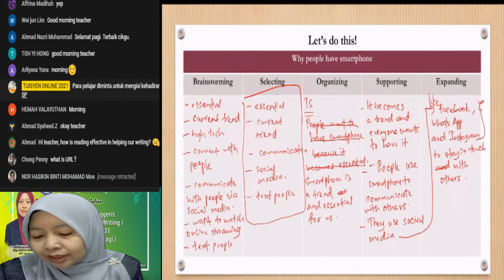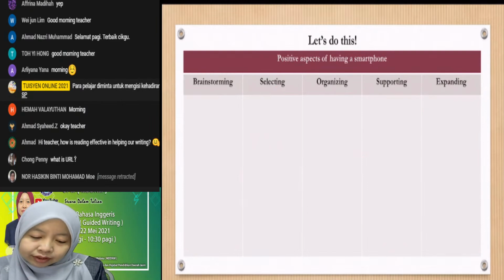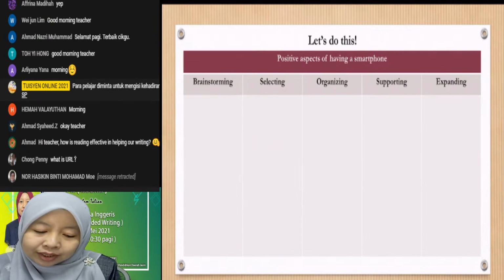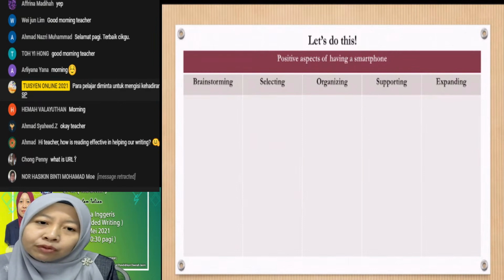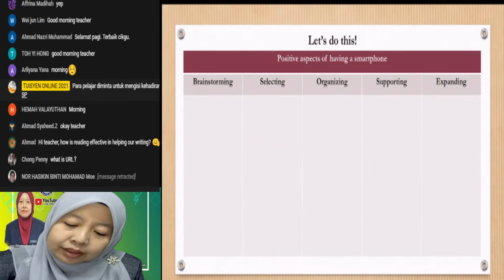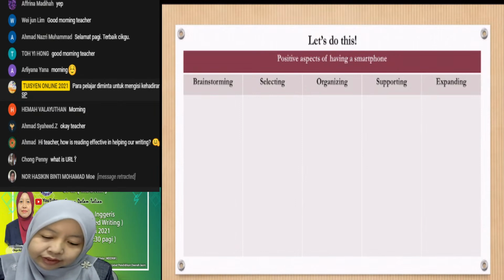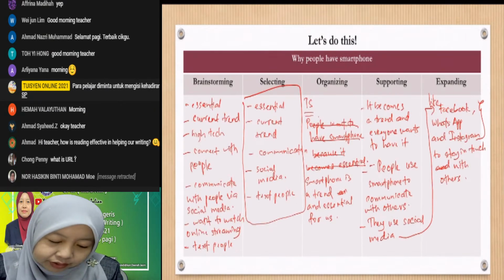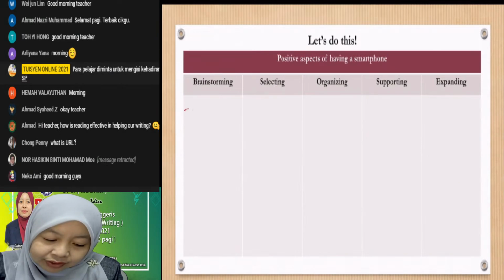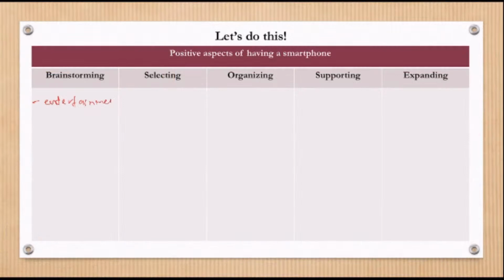Okay, positive aspect of having smartphone. Your third paragraph. What is the positive aspect of having smartphone? You need to come up with the benefit of having smartphone. How can smartphone benefit us? Previously you have talked about communication, right? So don't repeat the same idea. Smartphone can be a sort of entertainment. Then it can release my stress, also relax my mind. Just list out as many words as you can.